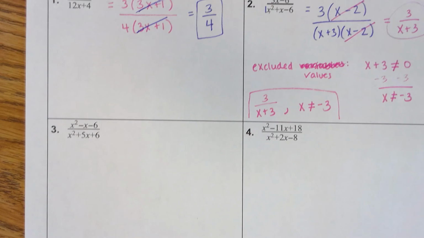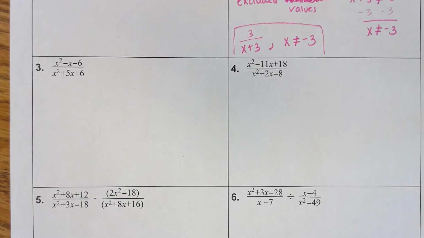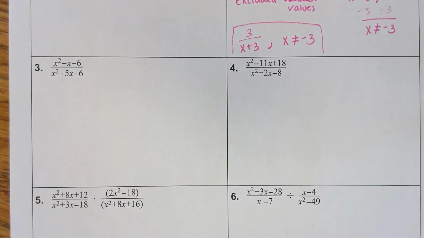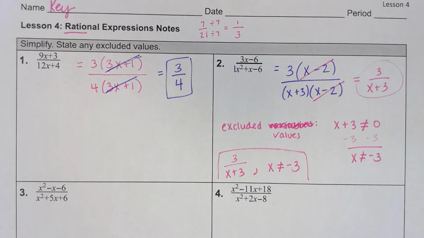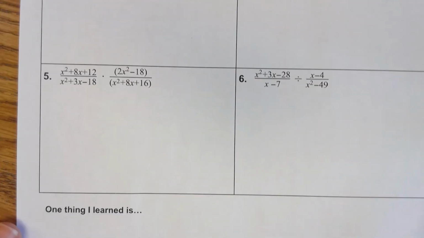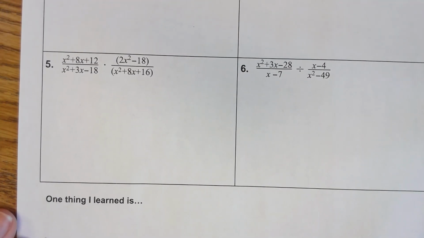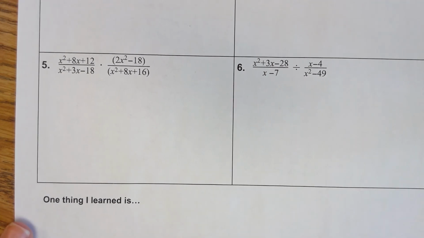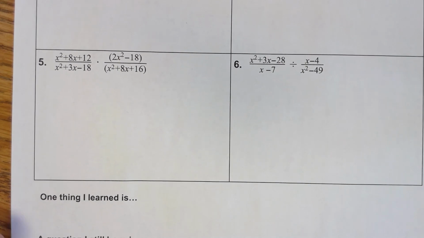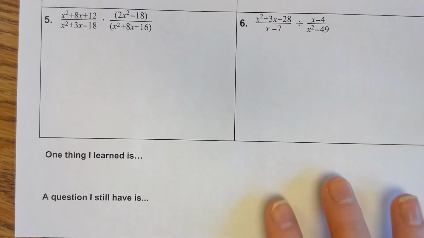I'm going to have you guys do number 3 and 4. They look a little bit harder, but you already know how to factor, so you're going to do the same thing that we did in number 2, where you divide out your common factors. Then I will do number 5 and 6 in class. So go ahead, give 3 and 4 a shot. If you want to try 5 and 6, go for it, and make sure you fill out the bottom.